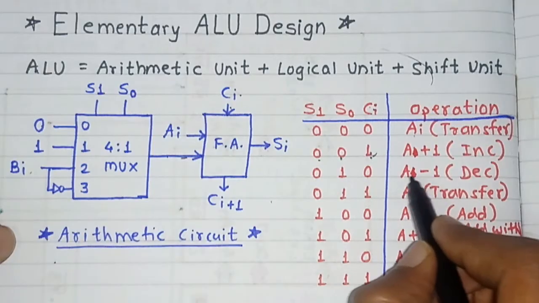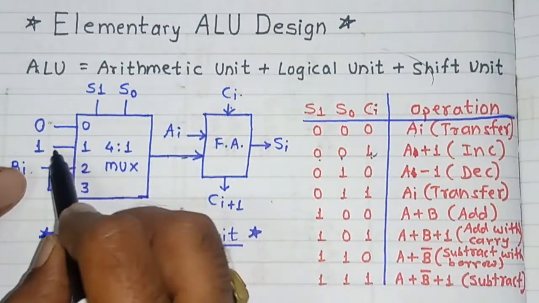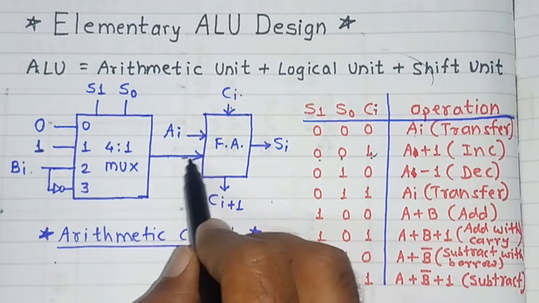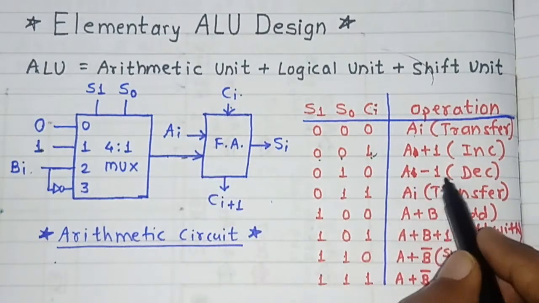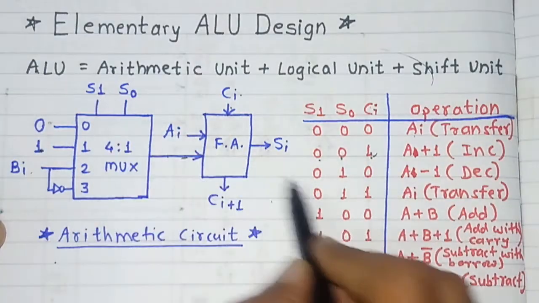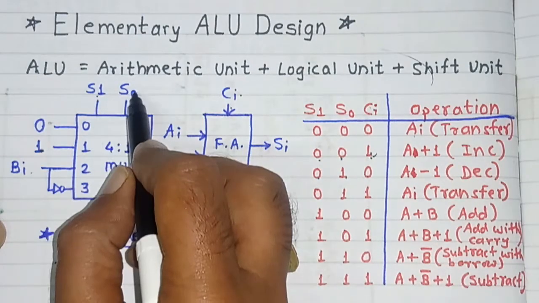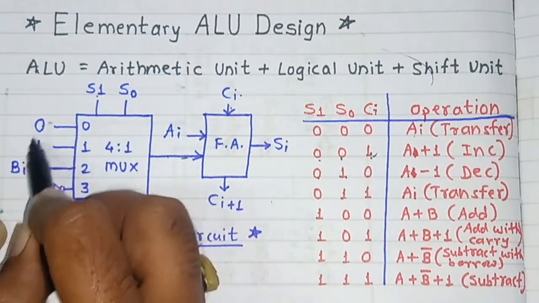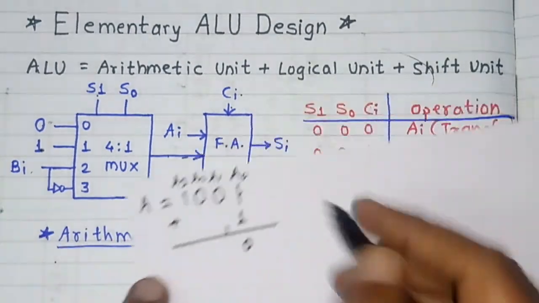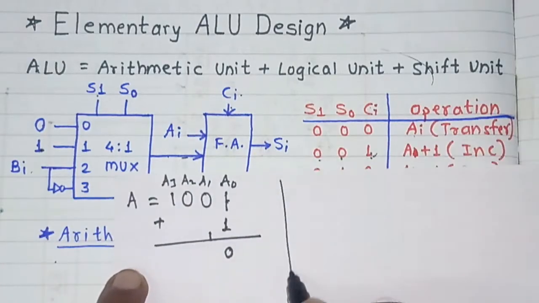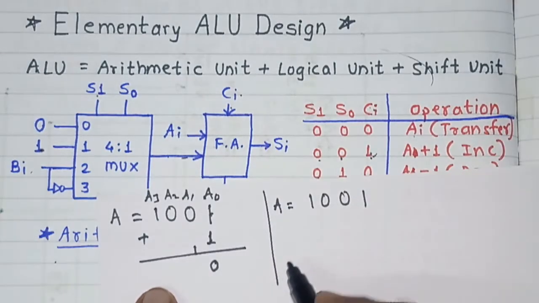The decrement operation can be performed by transferring this 1 to the second input of the full adder. How does it perform the decrement operation? 01 should be sent on the S1 and S0 lines, so that this 1 will be transferred to the second input of the full adder. Suppose 1001 is our value of A.